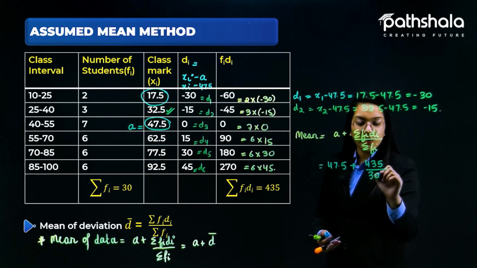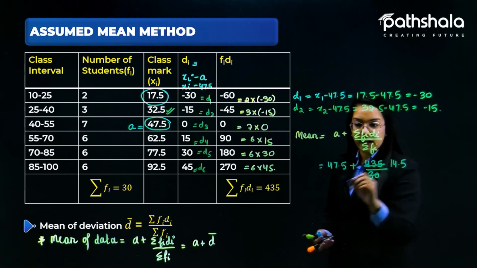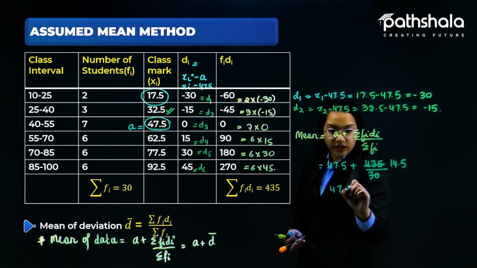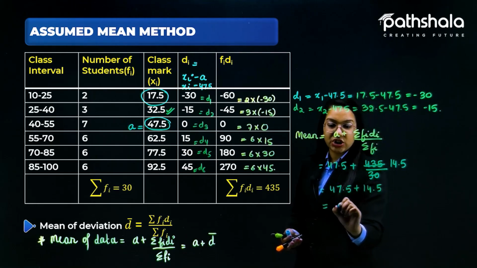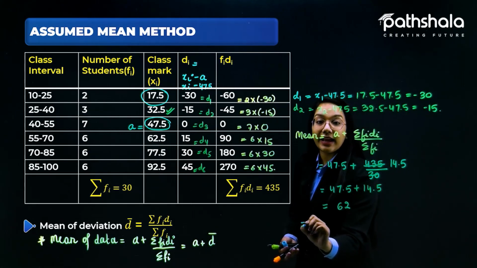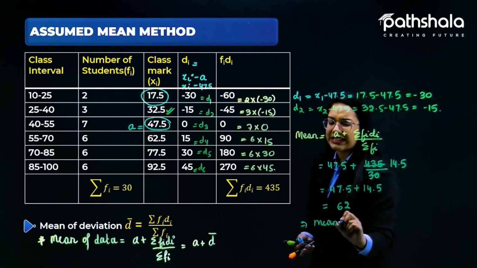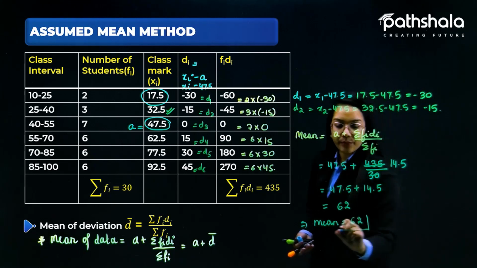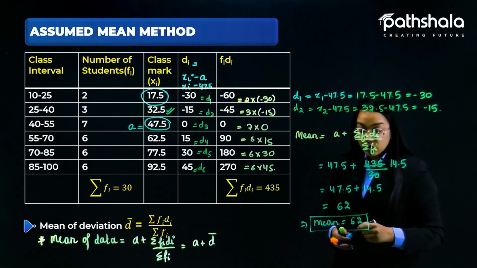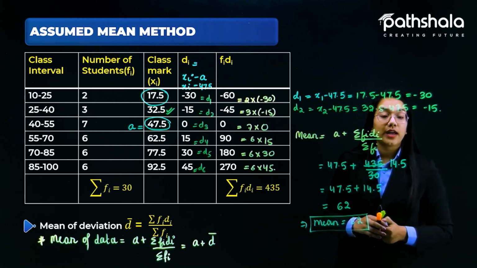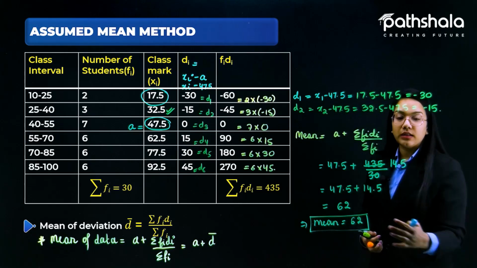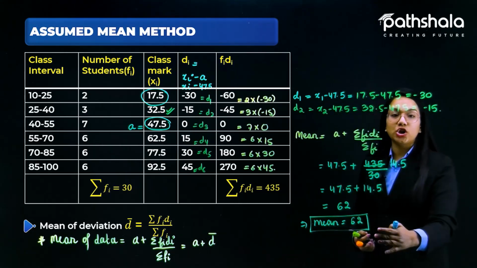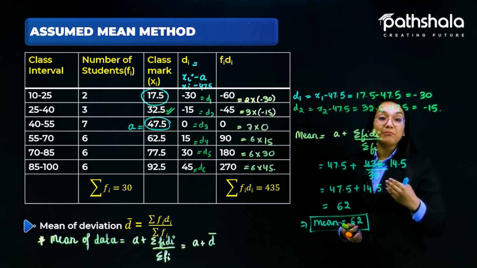Let's calculate this value first. When you cancel all these values, you get the answer 14.5. So at the end, we are getting 47.5 plus 14.5, which gives the answer 62. Hence we get the mean of the same data that we already calculated using the direct method, which was also 62. We get the same answer using the assumed mean method.